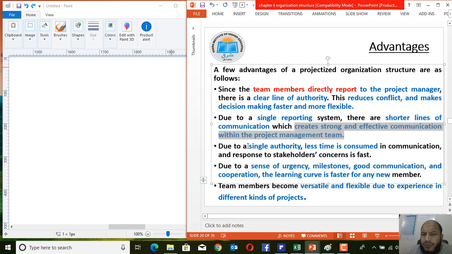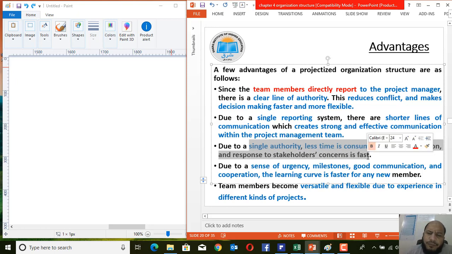This shorter line of communication will create strong, effective communication, and the project team is able to achieve the project goals. Due to the single authority, less time is consumed in communication, and response to stakeholder concerns is fast. Another advantage of this structure is that stakeholders, those who are the beneficiaries of the project, the suppliers of the project, the donors of the project, and government agencies, will get a faster response because there is a shorter line of communication.